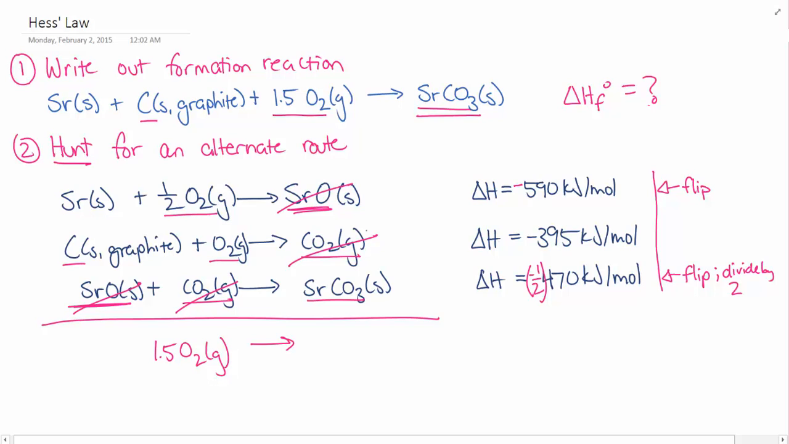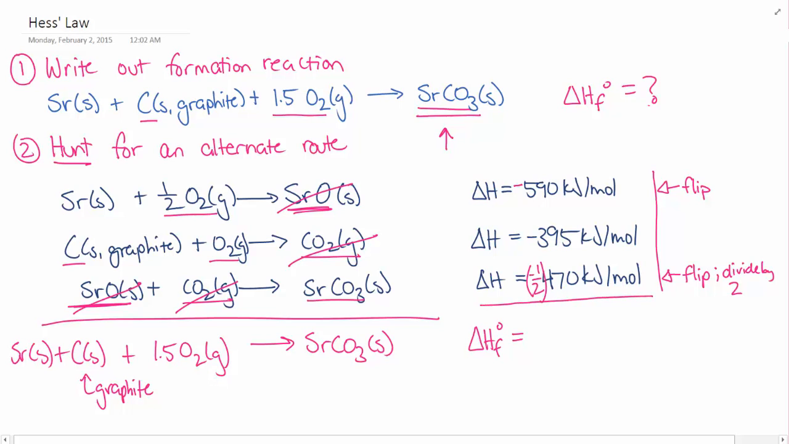And then on the left, we also have an Sr solid, that doesn't cancel with anything, and a carbon solid, which is graphite, and that doesn't cancel with anything. And on the right side, we're just left with SrCO3 solid. So that's exactly the overall reaction we were looking for up here. To find the delta H of formation for this reaction, we simply need to add up all these enthalpies above, because we've already taken care of multiplying them and flipping them as needed.